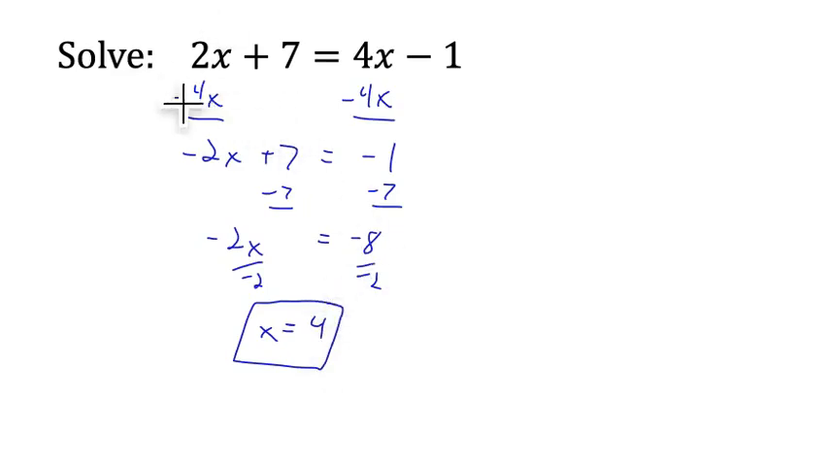All right, so let's do a mental check here. 2 times 4 is 8, plus 7 is 15. So we have 15 on the left. 4 times 4 is 16, minus 1 is 15. So we also get 15 on the right. So it checks out.